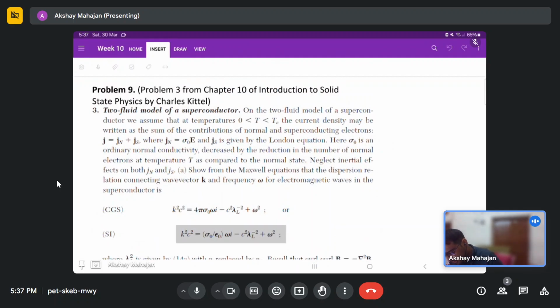In the two fluid model of a superconductor, we assume that when our temperature is less than our critical temperature, we are in our superconducting state. The current density may be written as the sum of the contributions of normal and superconducting electrons. So we can write our J vector as Jn plus Js, where Jn, for the normal electrons, we can write as sigma naught times E vector, and Js is given by our London equation as we have seen. Now here sigma naught is the ordinary normal conductivity, which is decreased by the reduction in the number of electrons at temperature T as compared to the normal state.